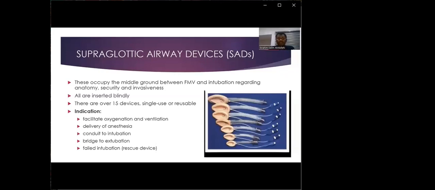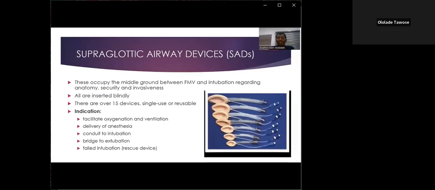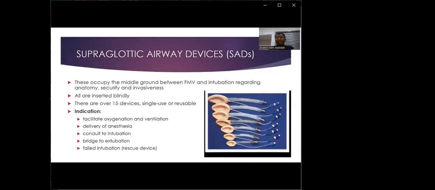The indications are, one, to facilitate oxygenation and ventilation, two, for delivery of anesthesia, and of course they serve as a conduit for intubation, like the intubating laryngeal mask airway. They can also serve as a bridge to extubation, where the patient is extubated deep and a supraglottic device is placed, for example in hypertensive patients that you don't want to extubate awake, because the endotracheal tube will stimulate a pressor response and elevate the blood pressure. So you can do a bridge extubation, remove the endotracheal tube, and then pass an LMA to maintain oxygenation. It can also serve as a rescue device during failed intubation.